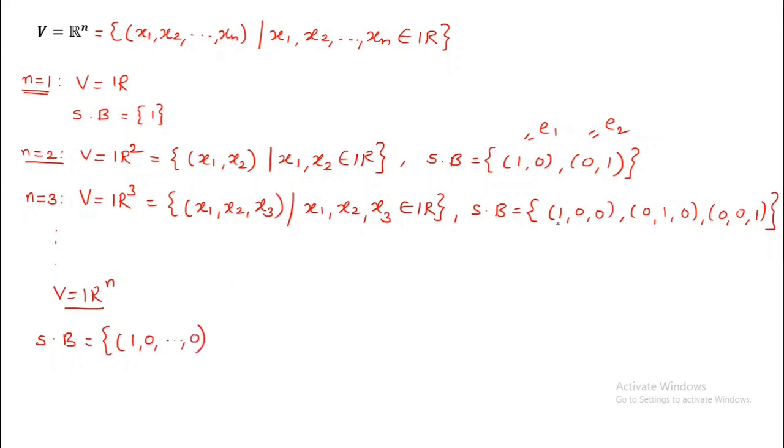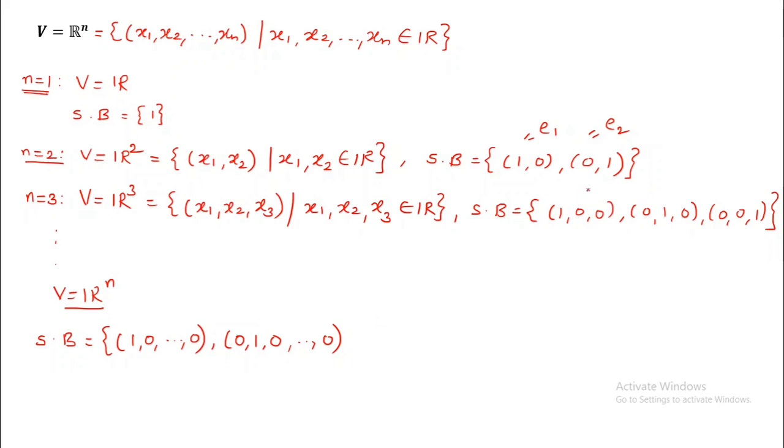Now note one thing: whenever we talk about R2, there are two tuples. When we talk about R3, there are three tuples. So in this case, there will be n tuples, right? Comma, our second vector will be (0, 1, 0), and this will be continued, and the last coordinate will be 0.